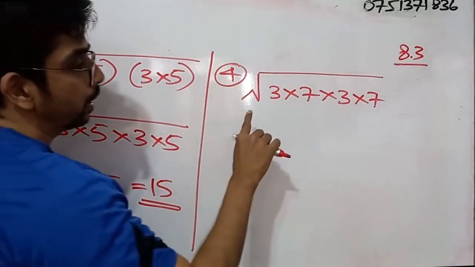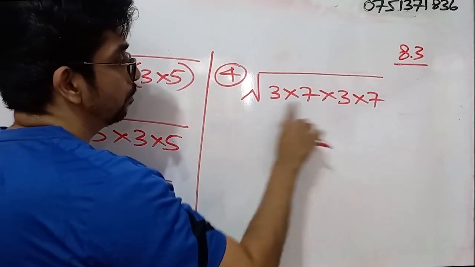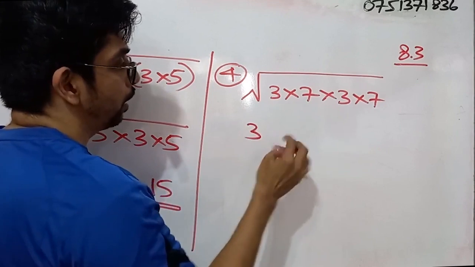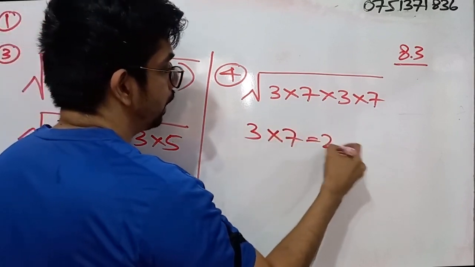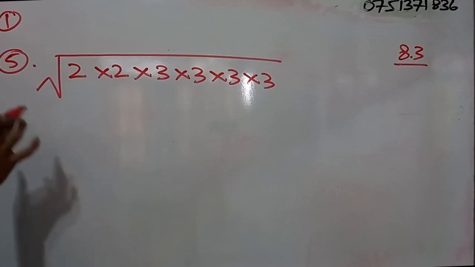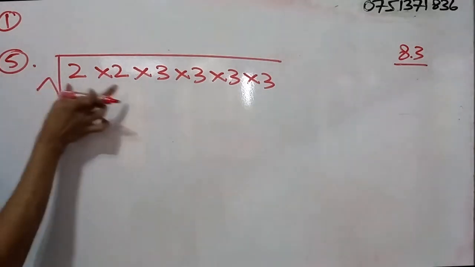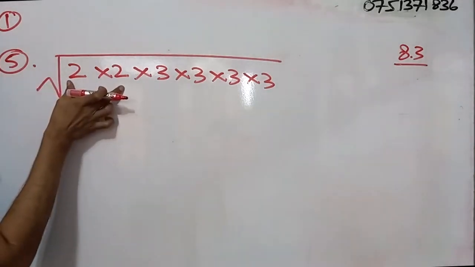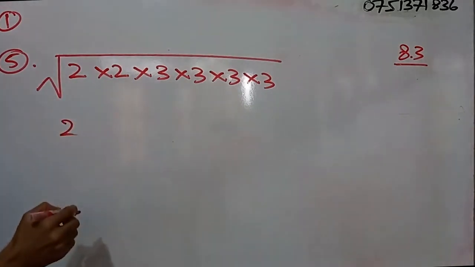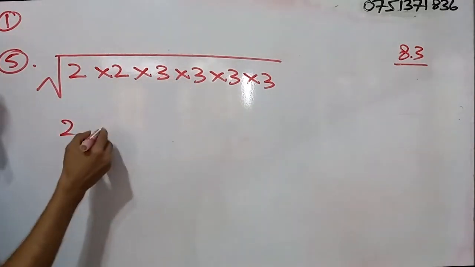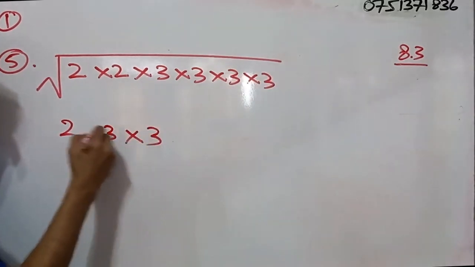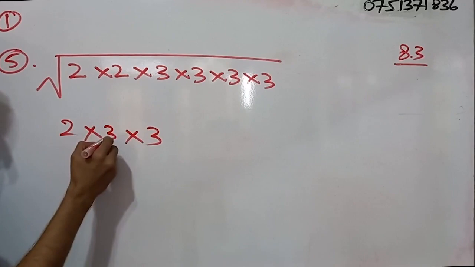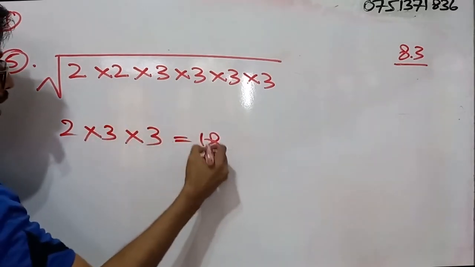So this is the fourth part. How many 3's do we have? We have a pair, so we can pick out a 1. How many pairs of 7's do we have? 1. 3 times 7, that is 21. Right. So this is the fifth part. We have a pair of 2's, so we can pick 1. Another pair of 3's, so I can pick 1. Another pair of 3's. Right. 2 times 3, that is 6.